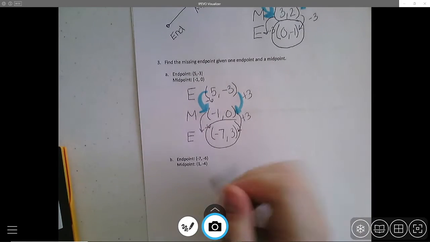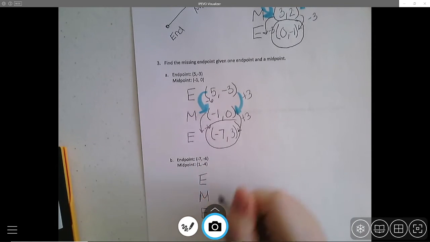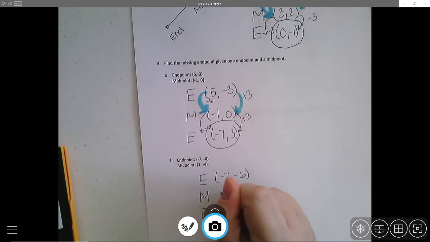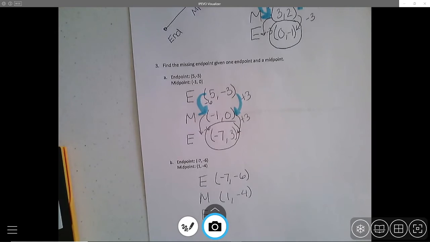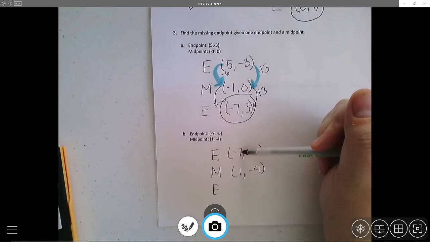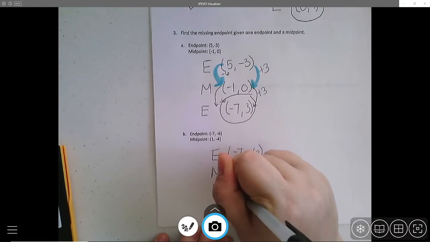Okay, another problem. Create a sandwich, E, M, E. Beside either one of the E's, put the endpoint you know. Beside the M, put the midpoint that we know. Starting at X's, I'm going to ask myself, what do I add or subtract to negative 7 to get me to 1? I add 8.